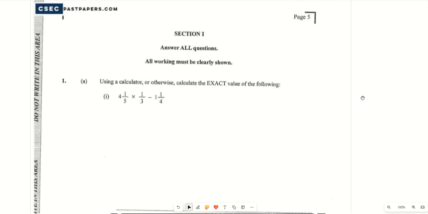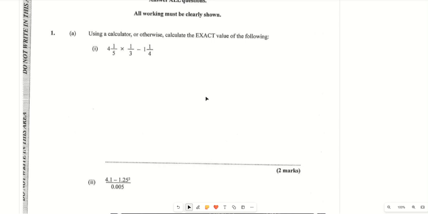Today we're going to be doing January 2020, number 1, paper 2. Right, the first question is a fraction question. They said use a calculator or otherwise, meaning show working. You put exactly this in your calculator and you can find the value.